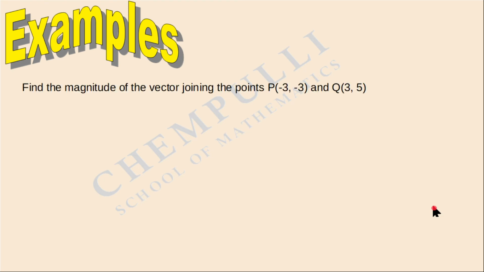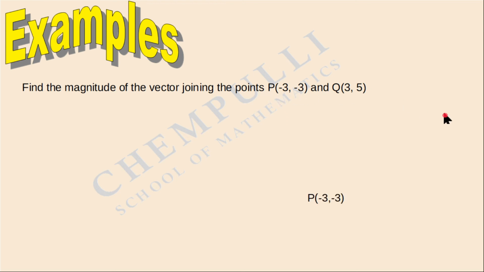Find the magnitude of the vector joining the points P(-3, -3) and Q(3, 5). In this question, we have to find the magnitude of the vector joining the points P(-3, -3) and Q(3, 5). First, we can take these points P and Q.